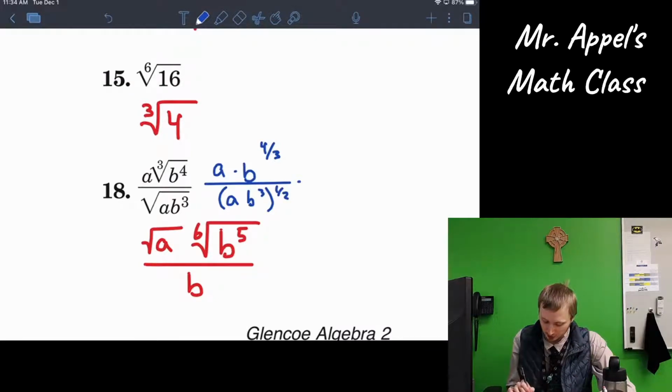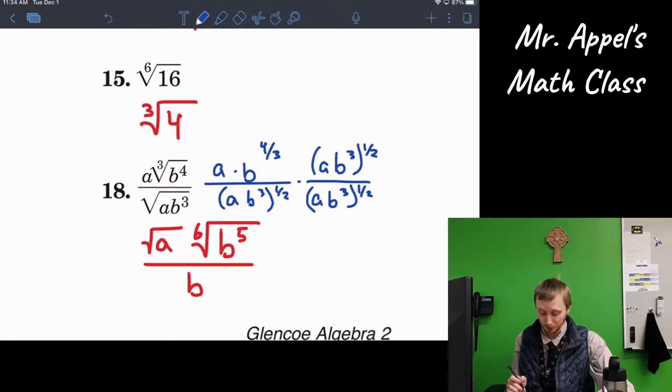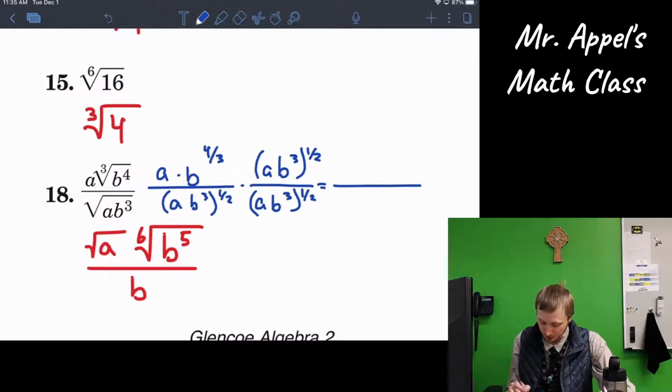So let's try it. What we're going to do is get rid of that in the denominator by multiplying by a fancy form of 1, which in this case is exactly the same as the denominator, above and below. So what this does then, I have something to the 1/2 power times the same thing to the 1/2 power, and now 1/2 plus 1/2 is 1 whole. And now at least over here on the denominator, I have just A and B cubed.